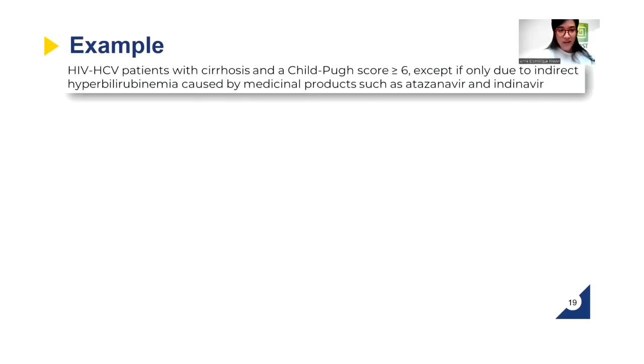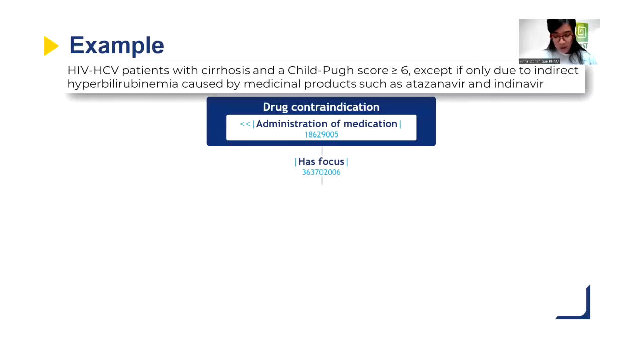So here we have HIV/HCV patients with cirrhosis and a Child-Pugh score greater or equal to 6, except if only due to indirect hyperbilirubinemia caused by medicinal products such as atazanavir and indinavir. So this is how we modelized this contraindication.